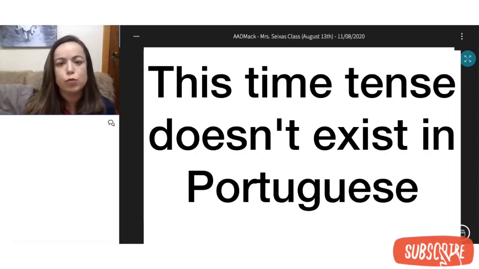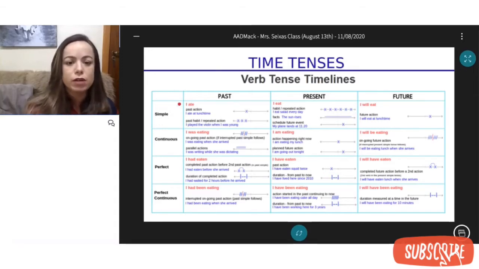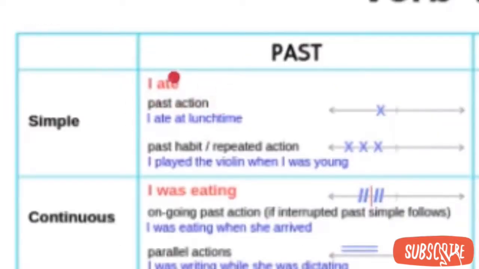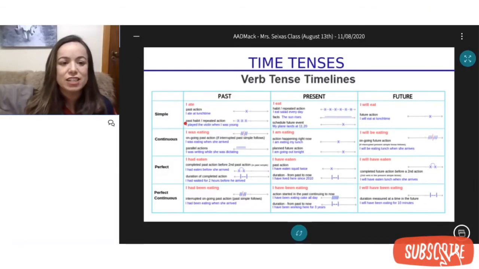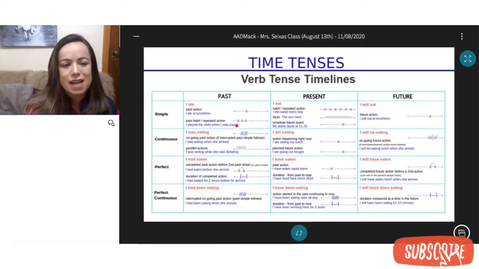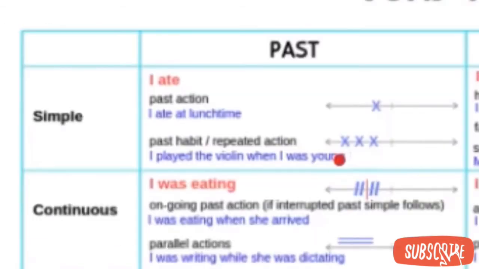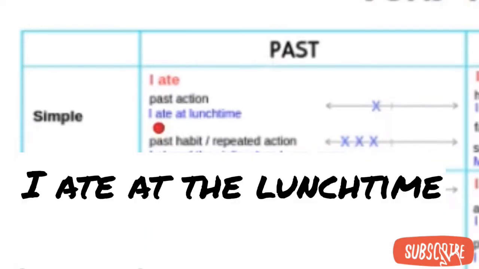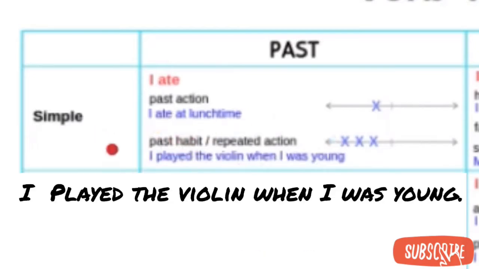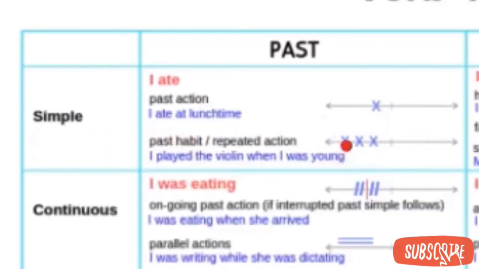It's totally different when we talk about simple past. Look, we are talking about the past action, but this action has finished. This action is in the past. It's going to stay in the past, like here. Past habit, repeated action. We are going to see here the past tense with an irregular verb. I ate at lunchtime and I played the violin when I was young. It's over, okay?